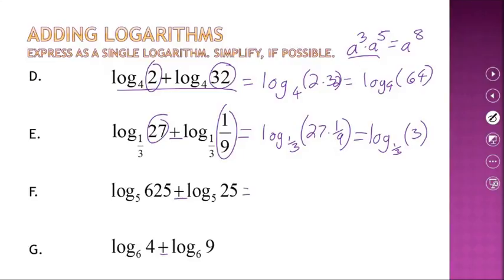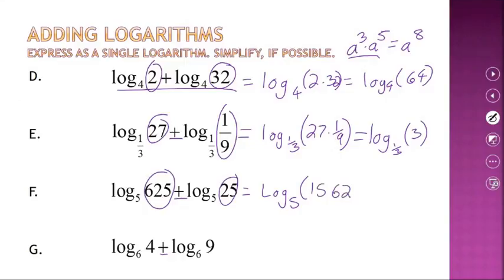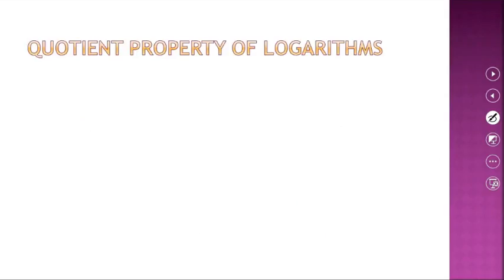So log base 5 of 625 plus log base 5 of 25, same as the others. Take these values in the logarithms and multiply them together. If you multiply 25 and 625, I believe it's 15,625. And our last one will be log base 6 of 36, because again, you're multiplying 4 times 9 to get 36. So that's the first property.